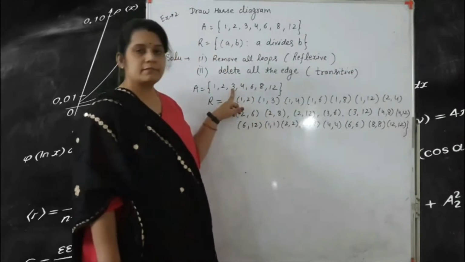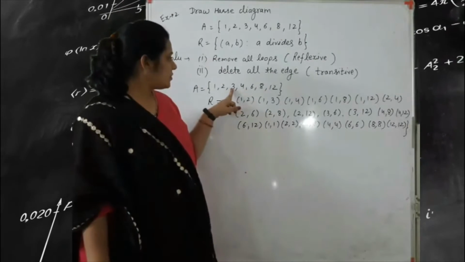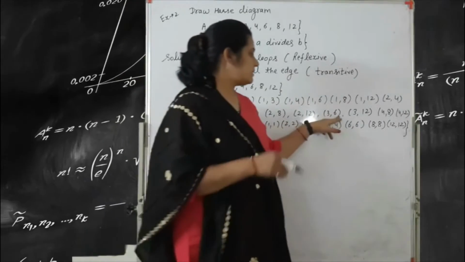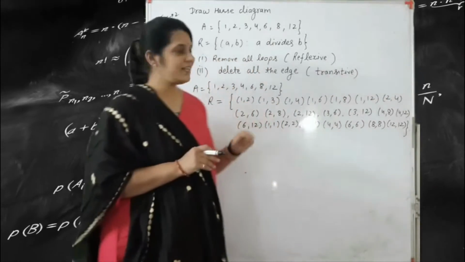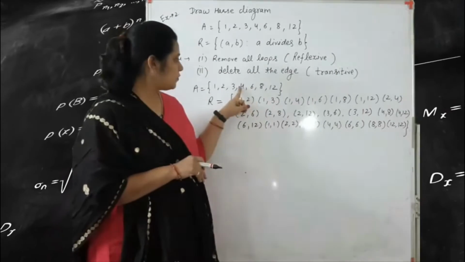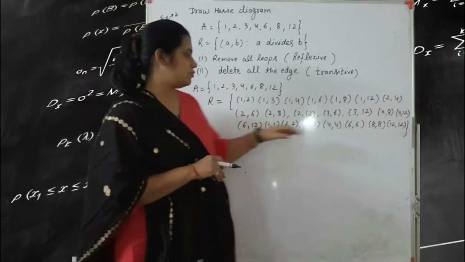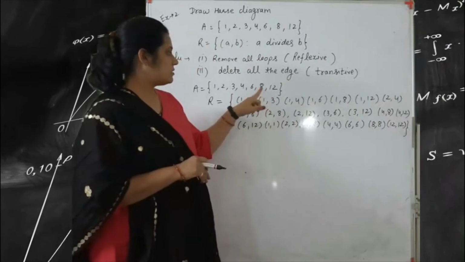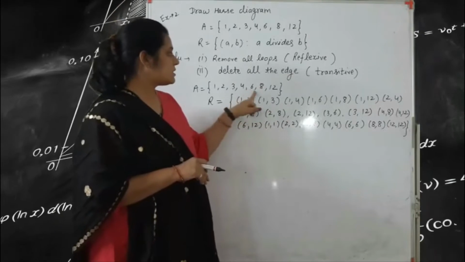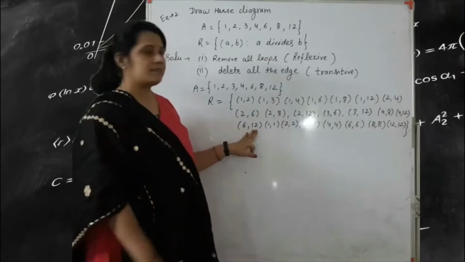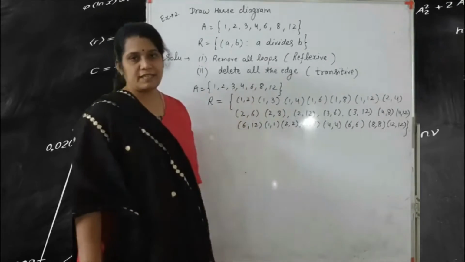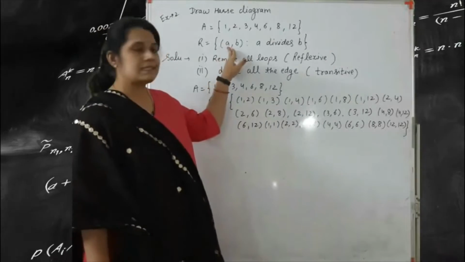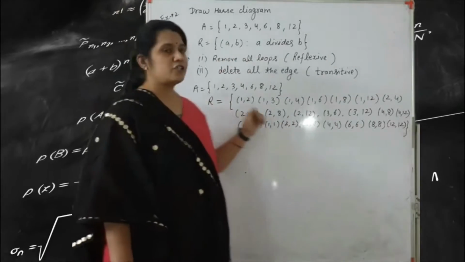Okay, next, the third element is 3. So 3 divides 6 and 3 divides 12. Okay, so we write here (3,6) and (3,12). Okay, next element is 4. So 4 divides 8 and 4 divides 12. So we write here (4,8) and (4,12). Next element is what? Next element is 6. So 6 divides 12. So we write here (6,12). And 8 does not divide 12. Okay. So with the help of this set A and this relation, we map the relation set.